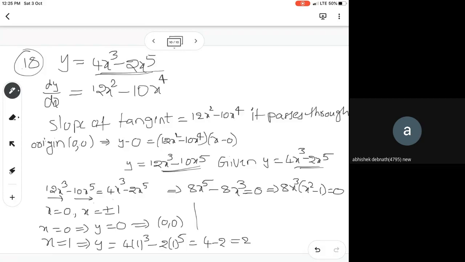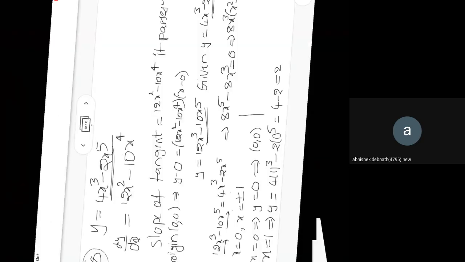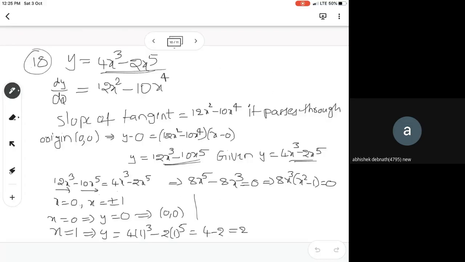you can substitute, na? That part you can do it. I think it is not necessary to explain that also. X equal to minus 1. So these are the 3 points you are going to get. At these 3 points, the tangent to this curve will pass through the origin.